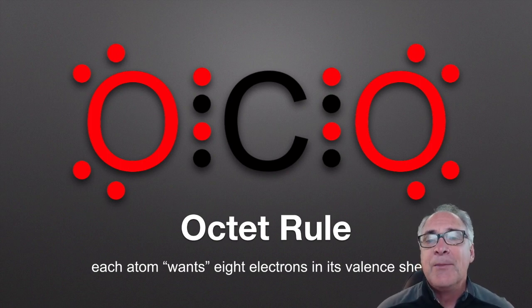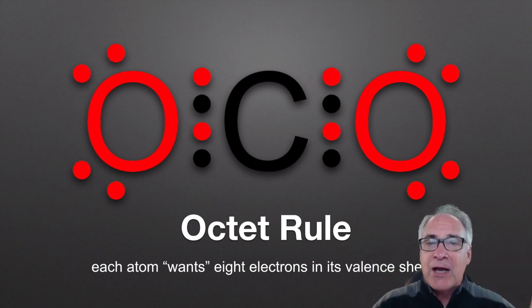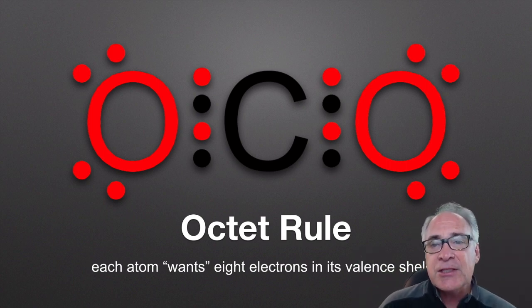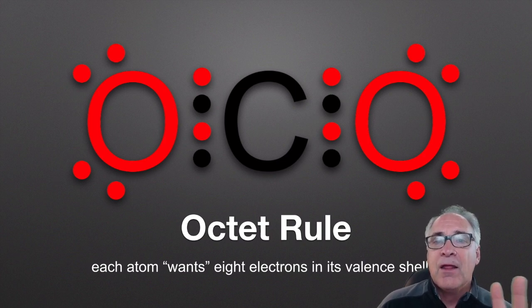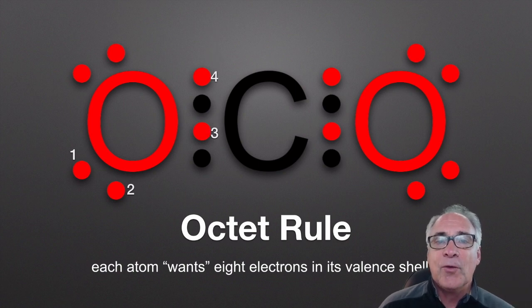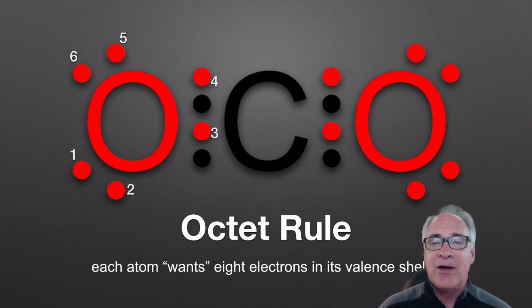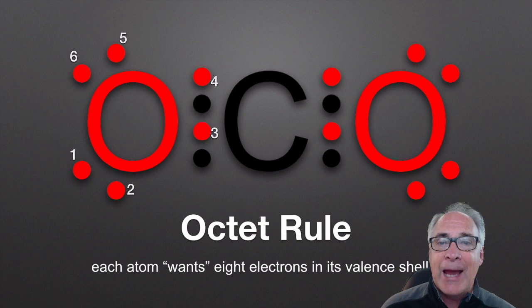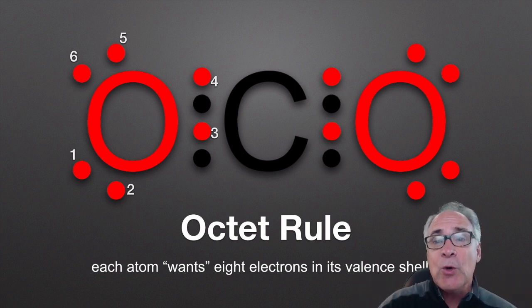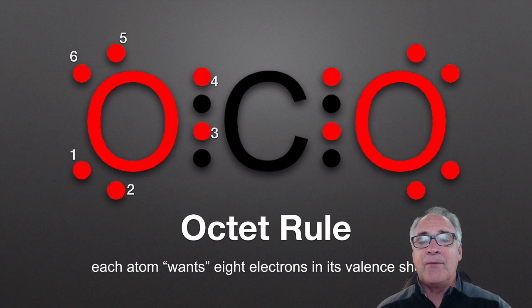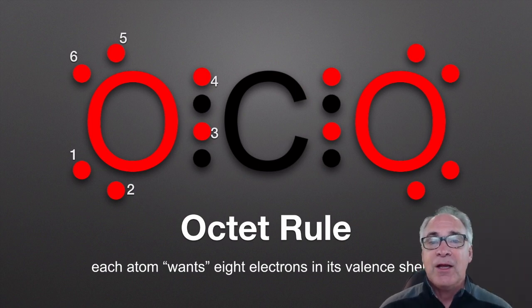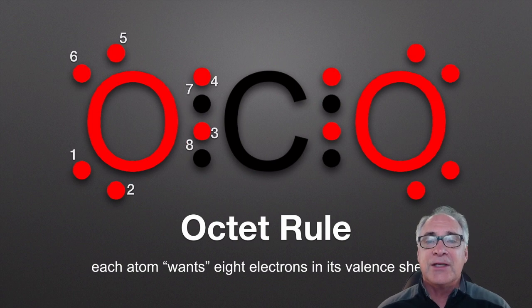The Octet Rule basically says that all the elements want 8 electrons on the outside to be stable. In this example, carbon dioxide, the oxygen brings 6 electrons to the party. It needs 2 more electrons in the outer valence shell. And carbon is more than happy to provide them, because carbon has 4 to share, and if it gives 2 to one side, like in this example, and 2 to the other side, then everybody's happy.